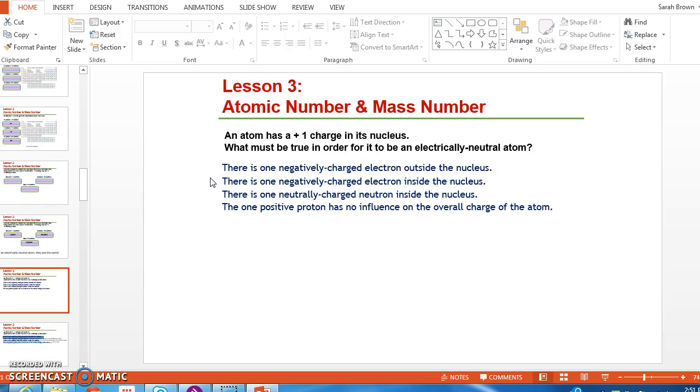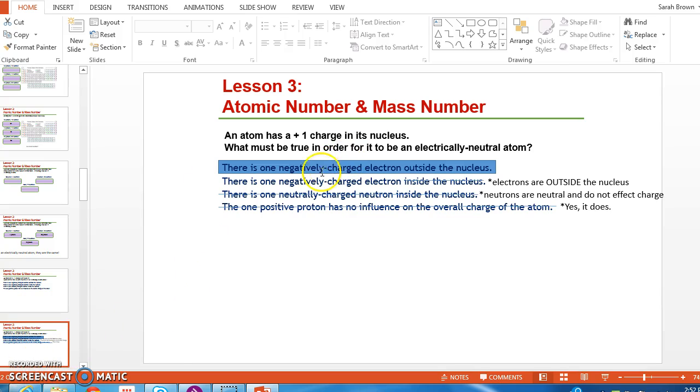An atom has a +1 charge in its nucleus. What must be true in order for it to be an electrically neutral atom? So the correct answer is there is one negatively charged electron outside the nucleus. The reason that the second part is false is because it says electrons inside the nucleus, and remember, electrons are always located outside the nucleus. The one below that, there is one neutrally charged neutron inside the nucleus. That's not correct because neutrons are neutral and they don't affect charge. The next one says the one positive proton has no influence on the overall charge of the atom. Well, yeah, it does, because it's positive, so it is going to affect the overall charge.